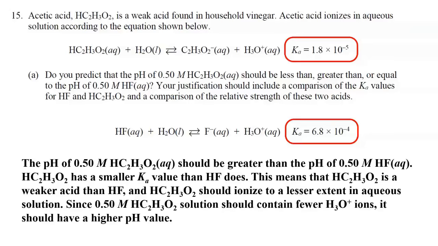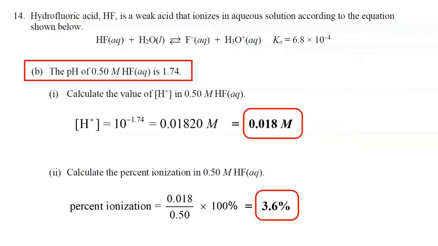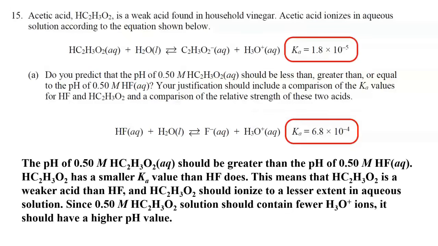Now remember that prediction that acetic acid has a higher pH value, because we're going to see an answer in part D of question 15. So when we get to part D of question 15, we can check to see if our prediction in part A comes true. Let me go back and remind you, in question 14, the pH of 0.50 molar hydrofluoric acid was 1.74. So if our prediction that acetic acid will have a higher pH comes true, then the answer to part D should be higher than 1.74.